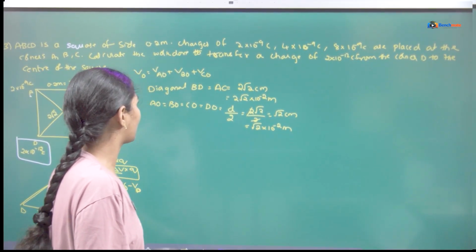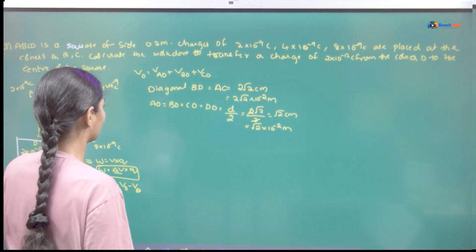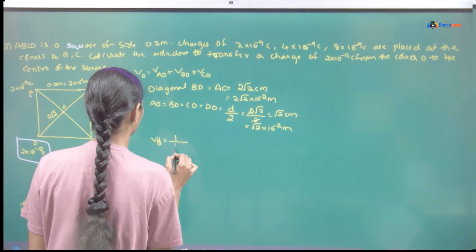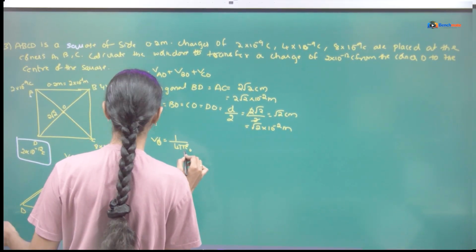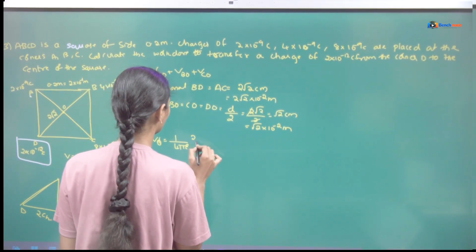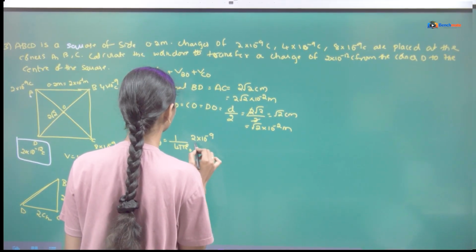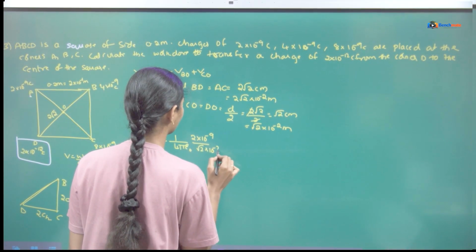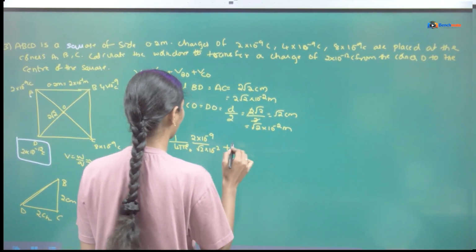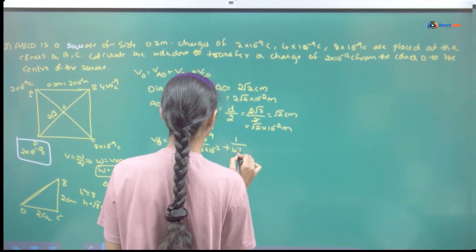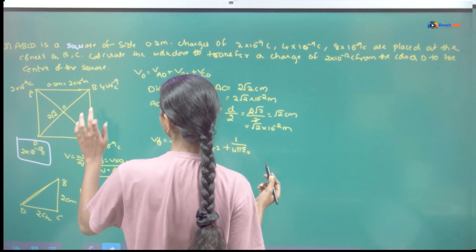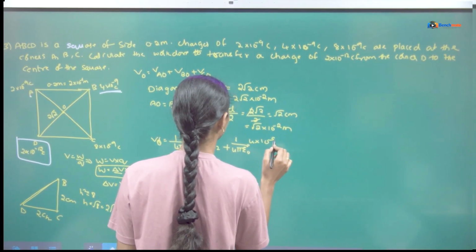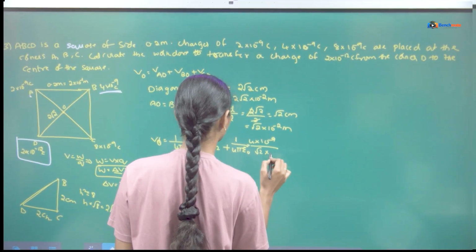That's it. Now I've got all the details. Now I'll calculate VO equal to 1 by 4 pi epsilon naught, and at A what charge we have? 2 into 10 power minus 9 by A to O distance, root 2 into 10 power minus 2, plus at B you have 1 by 4 pi epsilon naught into the B charge, 4 into 10 power minus 9, and the same distance root 2 into 10 power minus 2.